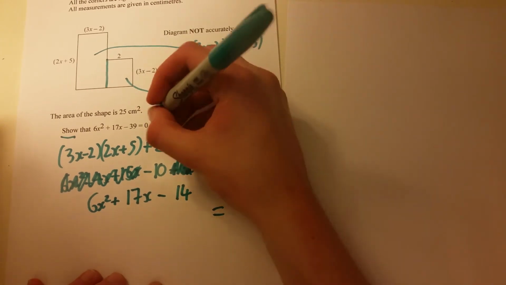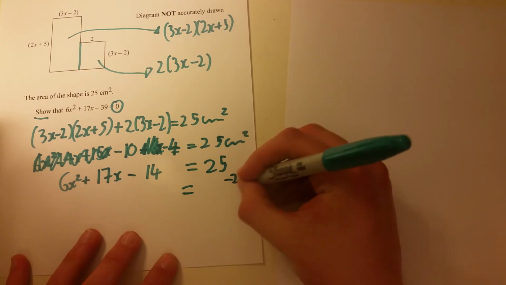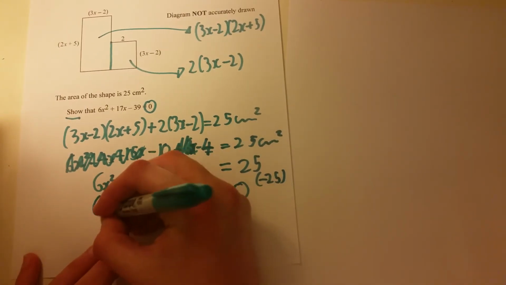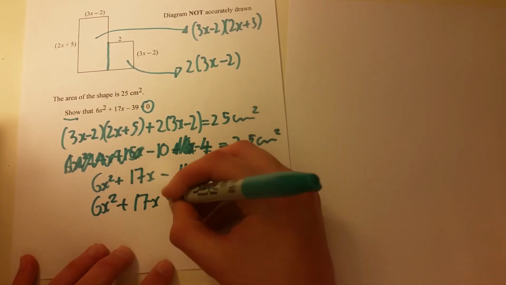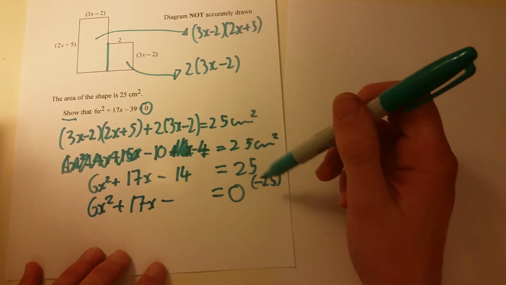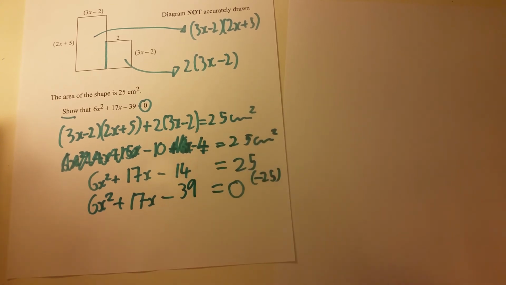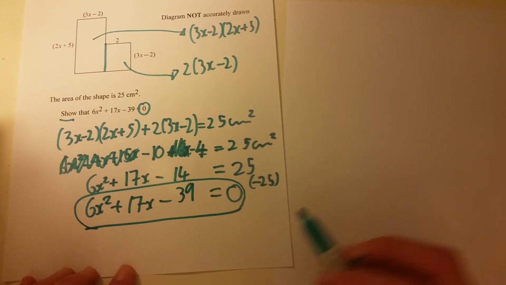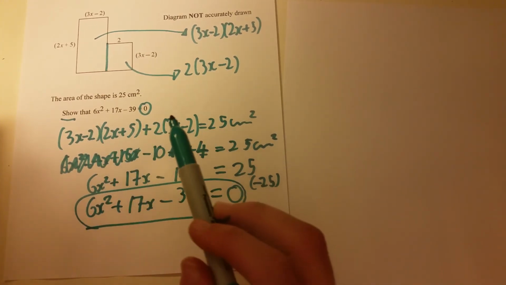Now we want to isolate the 0 here. In order to do that, we will take away 25 from both sides. This will be equal to 0. And this will be equal to 6x squared plus 17x, minus 14 minus 25, which is minus 39. And there you have it, showing that 6x squared plus 17x minus 39 is 0.